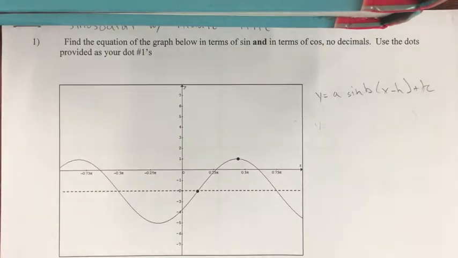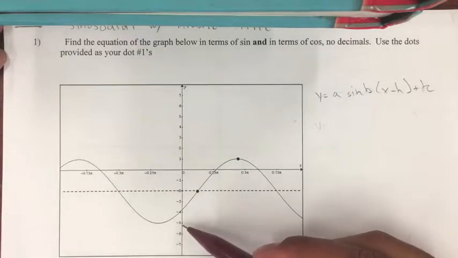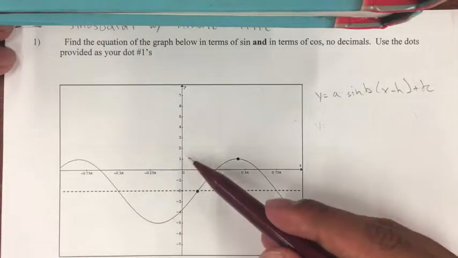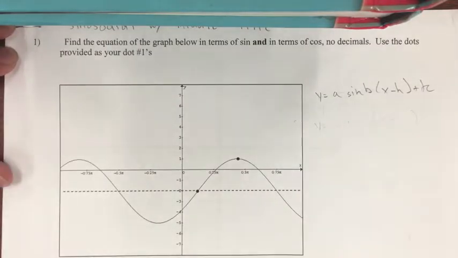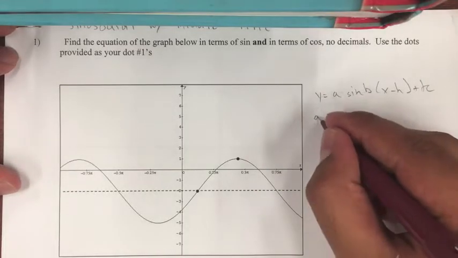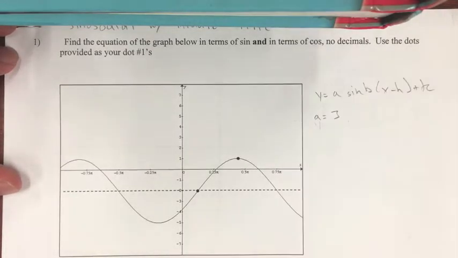So to solve for a, you take the height of your graph and divide it by 2. The low point of the graph is -5, and the high point is 1. So -5 to 1 is 6, and 6 divided by 2 is 3. So your a will equal 3.